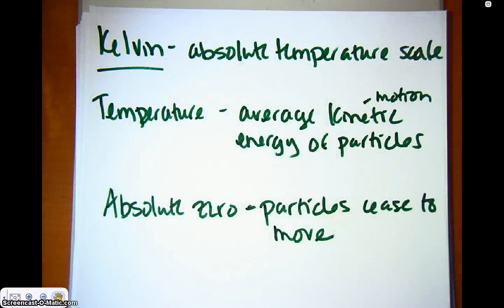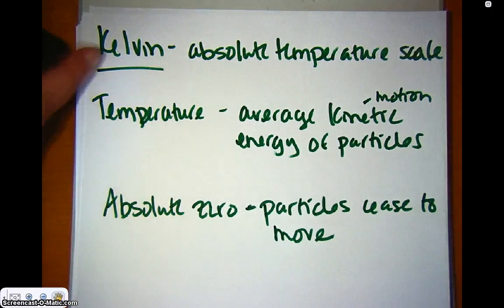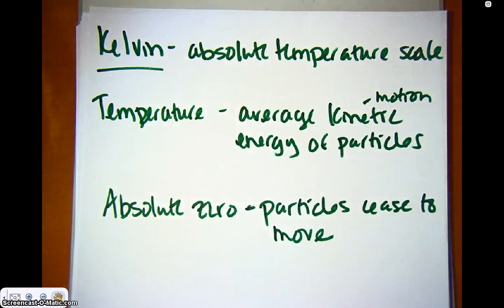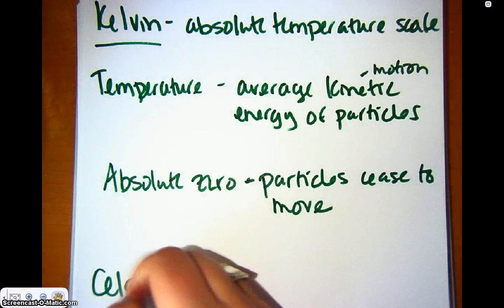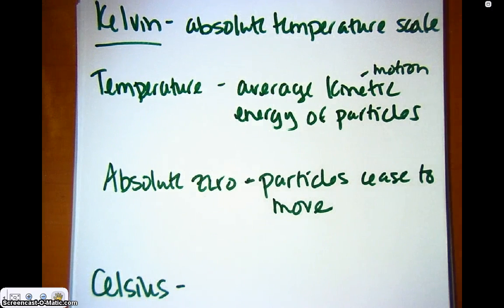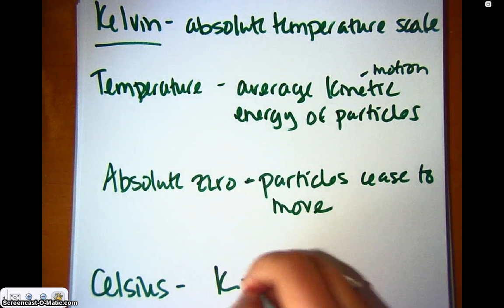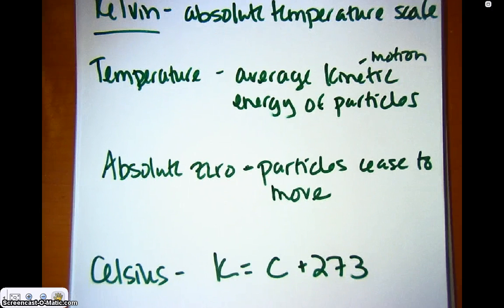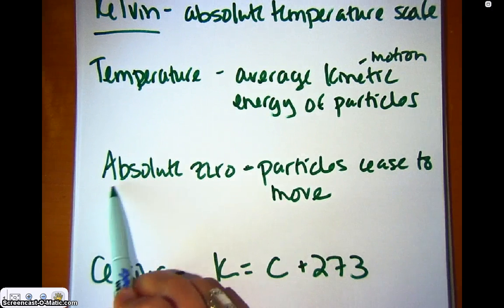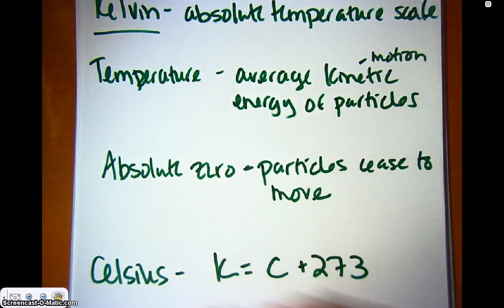So the movement of the particles is directly related to the Kelvin temperature scale, the absolute temperature scale. Then we have Celsius, which we use frequently. Celsius is related to Kelvin by Kelvin equals Celsius plus 273. So absolute zero in Celsius is negative 273 degrees Celsius, extremely, extremely cold.